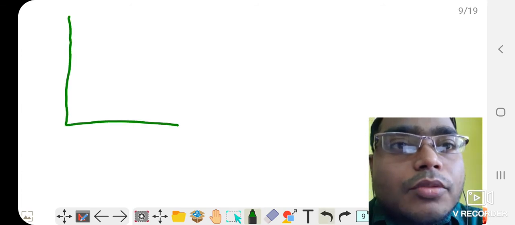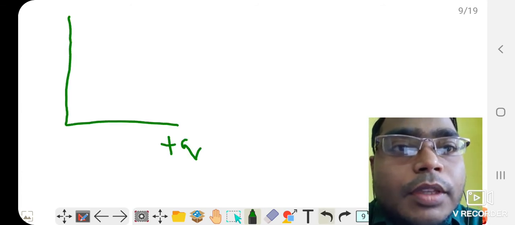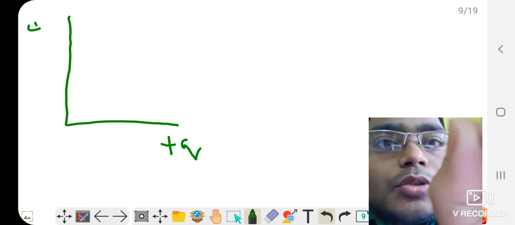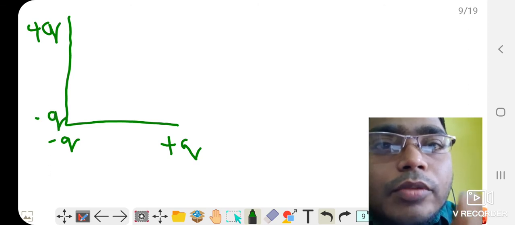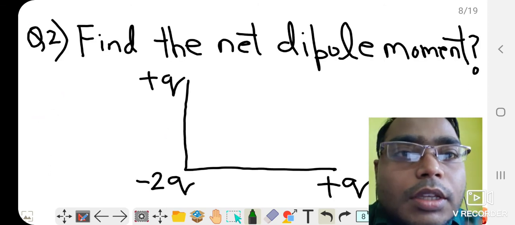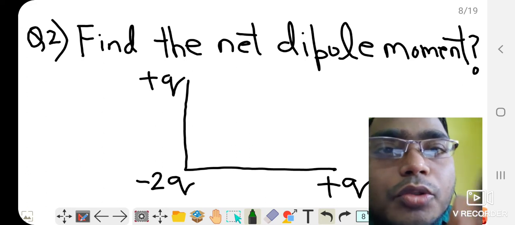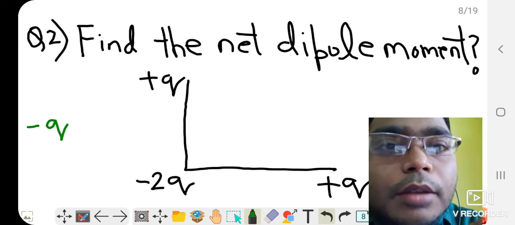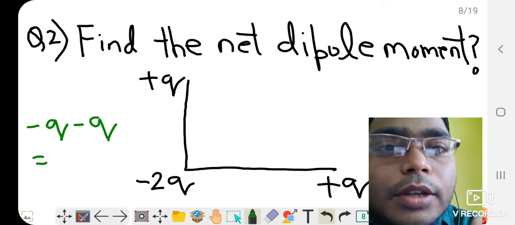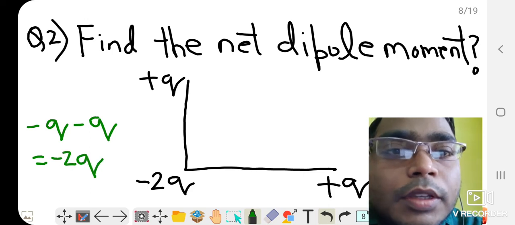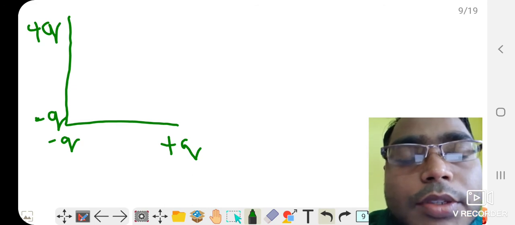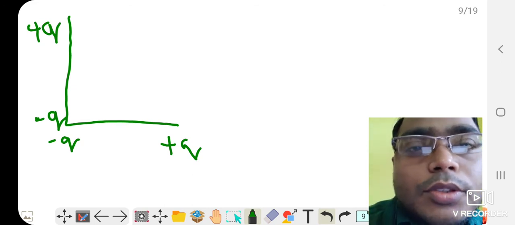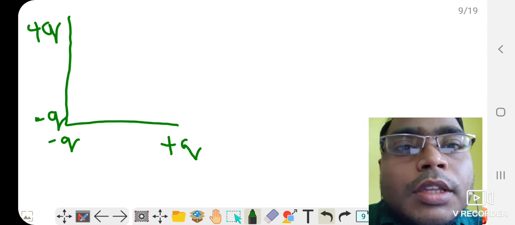Here you can see that one charge is given plus q, and here is also given plus q, and let us take this one as minus q and minus q, because what is given in the question? It is given that minus 2q. So how can we write minus 2q? It can be minus q and minus q, right? So that will give you minus 2q. So that means at the origin there are how many charges? Two charges. One is of minus q and the second one is also of minus q.